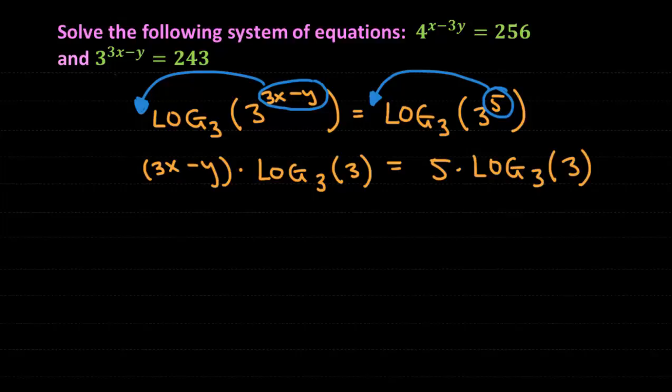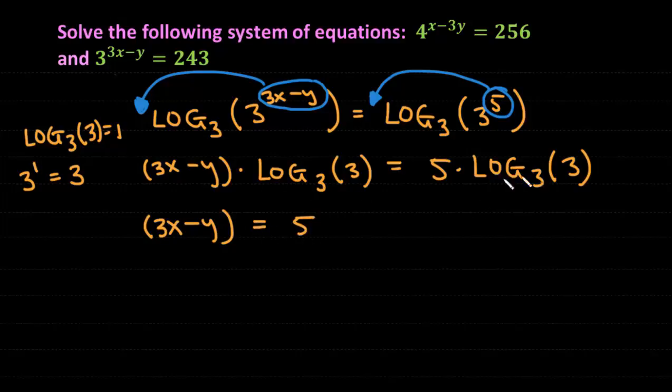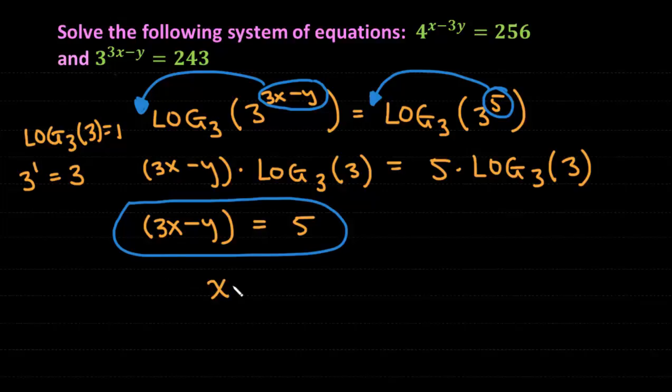And just like in the previous case, the log base 3 of 3 is equal to 1, since 3 to the first power gives you 3. So then we end up with 3x minus y times 1 is equal to 5 times 1. And this is our second equation right here. So now our two equations are x minus 3y is equal to 4, and 3x minus y is equal to 5.